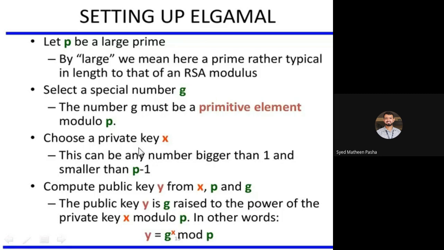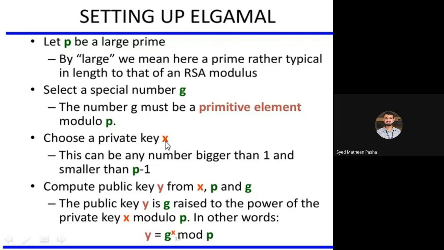Now I should choose a private key called X. Basically all is assumption in the ElGamal technique. All three numbers you assume: P, G, as well as X. Why I am choosing X is, this can be any number bigger than 1 and smaller than P minus 1. For choosing P and G, there was no limitation in the ElGamal technique. For choosing the value of X, there is a limitation. This can be any number bigger than 1. It should not be 0. It should be greater than 1 and smaller than P minus 1. This is the condition you need to remember.